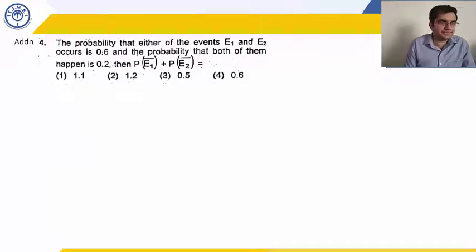Okay, additional 4. Probability that either of the events E1 and E2 occurs is 0.6. Probability that both occur is 0.2. Find P of E1 complement plus P of E2 complement.